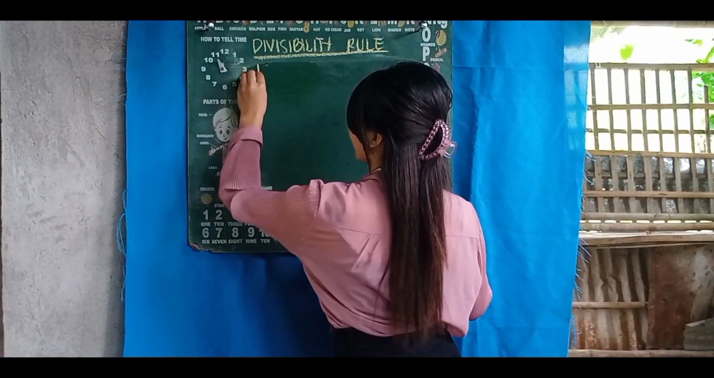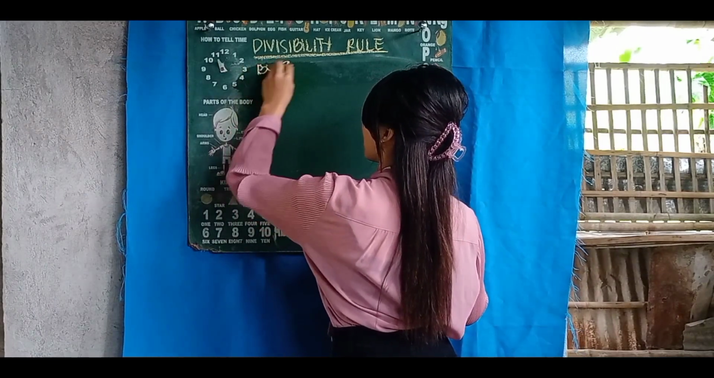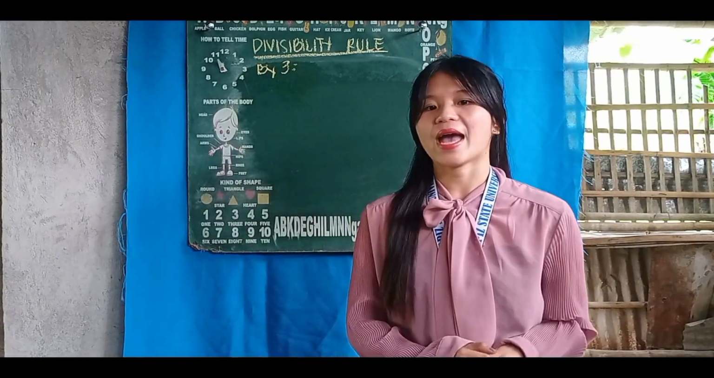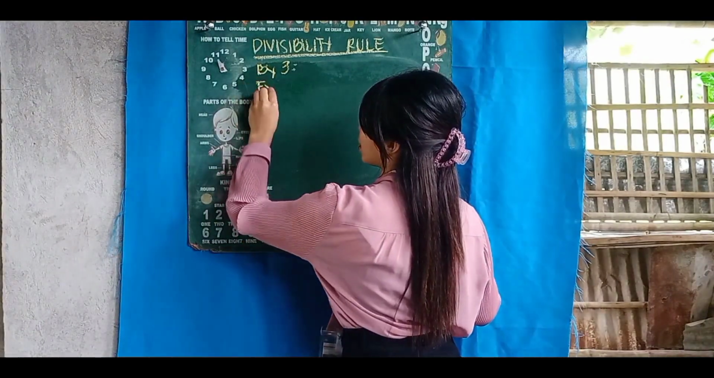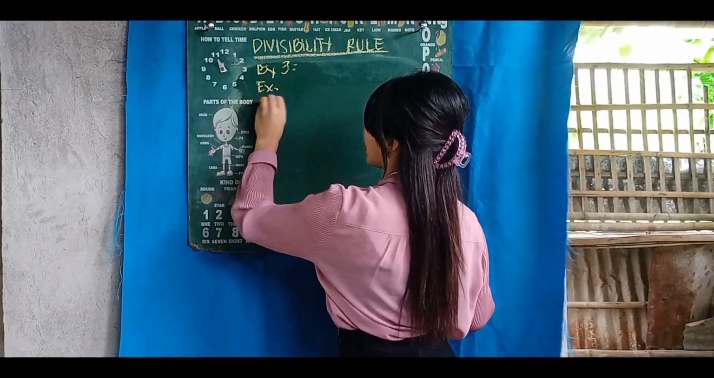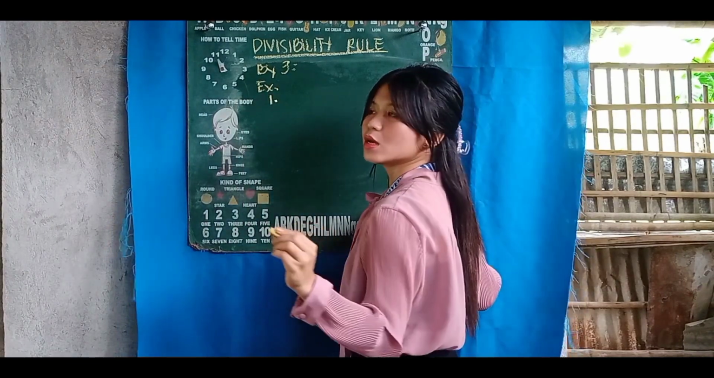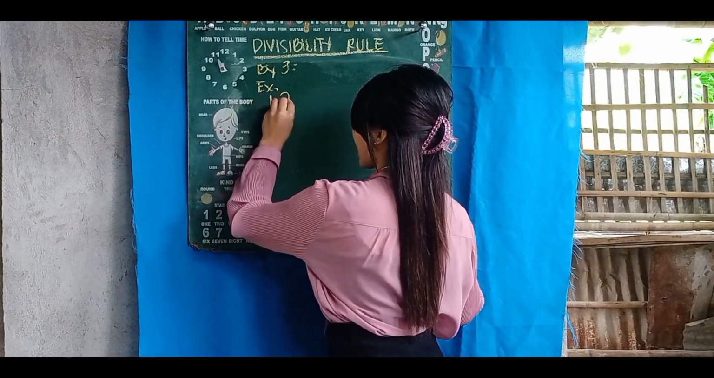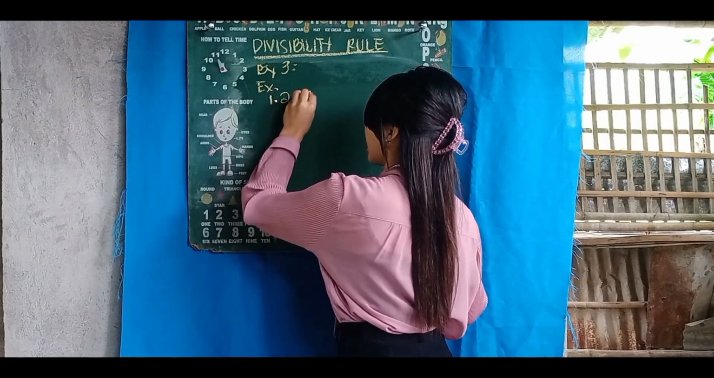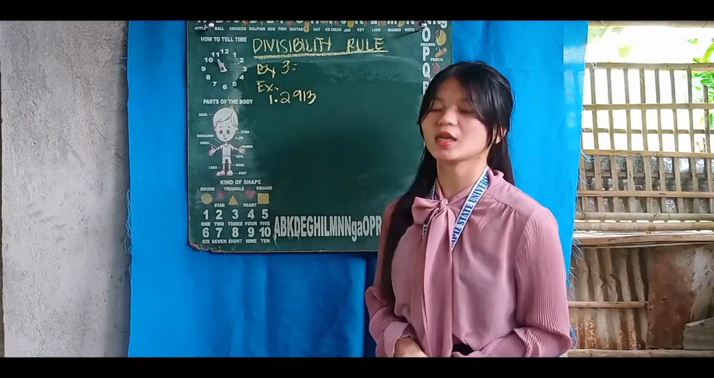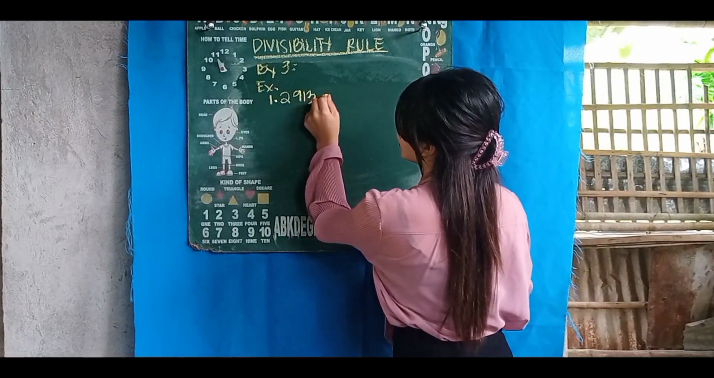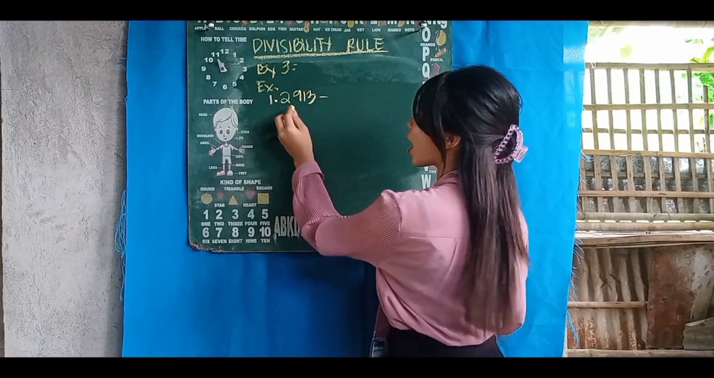So, next, we proceed to the number 3. Divisibility by 3. A number is divisible by 3 if the sum of its digits is divisible by 3. So let's have an example. Example number 1. Let's have 2,913. Yung 2,913 ba is divisible sa 3? So let's find out. Ang gagawin lang natin is i-add natin yung mga number.